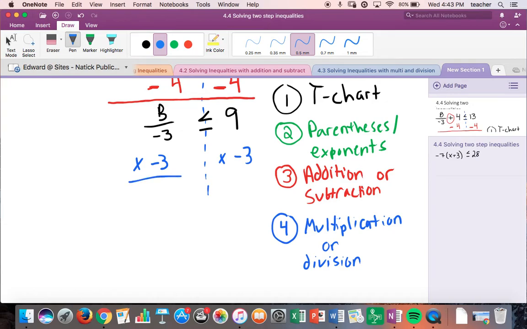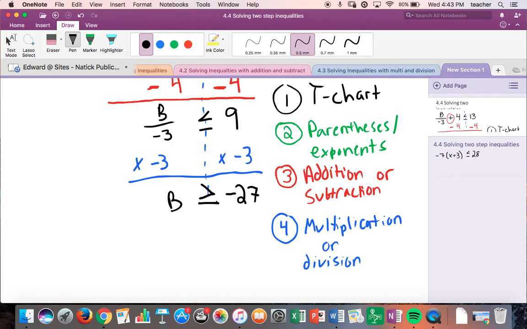Now I'm going to draw my evaluation line, and I'm going to start moving through. b divided by negative 3 times negative 3 is just b. Then, since we multiplied by a negative, we have to make sure we flip our inequality symbol. So we're going to flip it. And then 9 times negative 3 is negative 27.